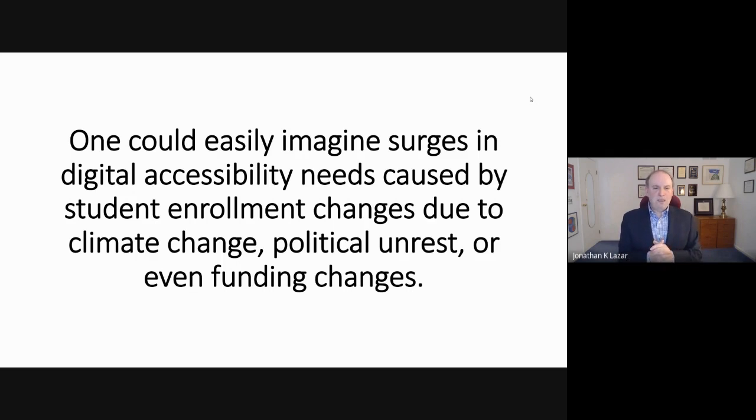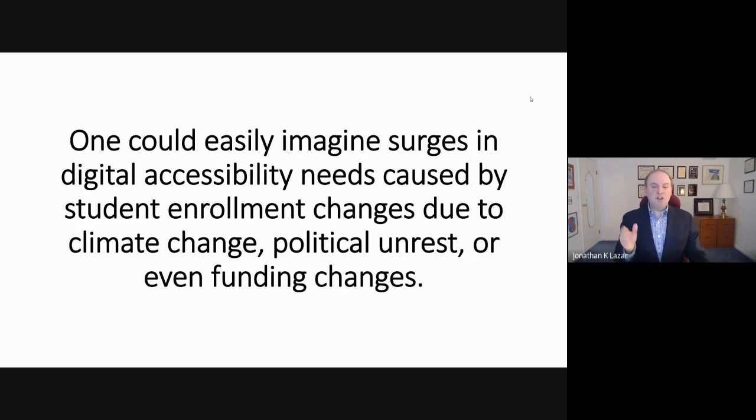Now, what caused all of these changes in 2020? It was the COVID-19 pandemic. But you can imagine many similar unexpected changes in enrollment, surges in enrollment of students, surges in needs of accessibility when things go online. You could imagine this happening in a number of other situations. Think back, for instance, to Hurricane Katrina, when the universities in New Orleans, those students spread out to other universities regionally nearby.